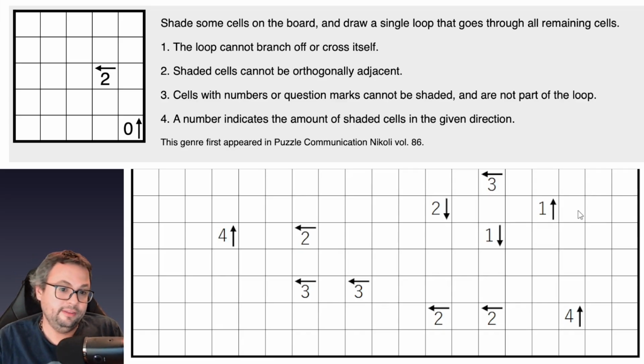And a number indicates the amount of shaded cells in that given direction. So the loop ultimately, and again, I guess you can't really see this, but Tristan will show you an example, the loop ultimately visits every unshaded, unclued cell.